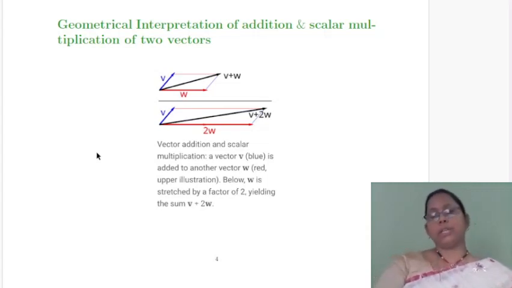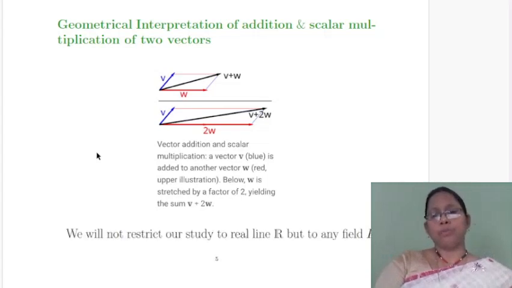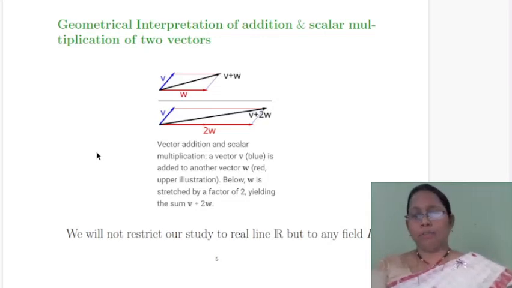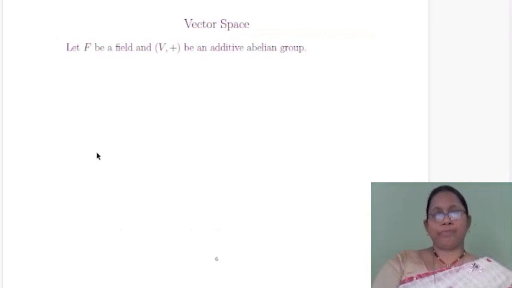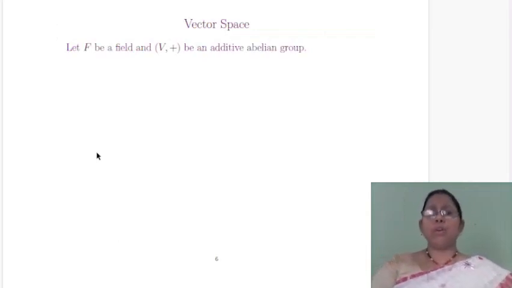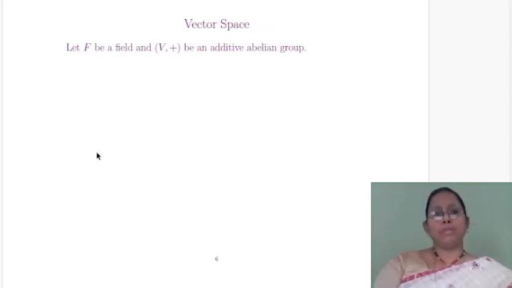In the study of vector spaces, we will not restrict ourselves to the real line R only, but we will take any field F. Now this is the definition of vector space. We consider F to be a field and V, plus, be an additive abelian group.